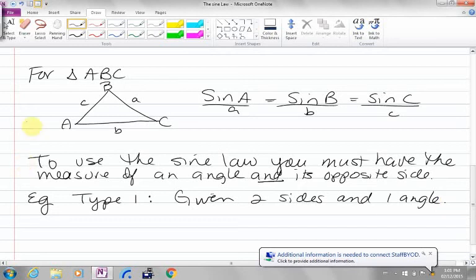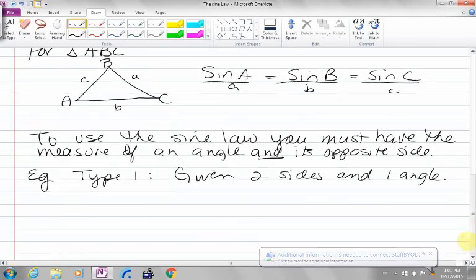So here's the first type of question where I give you two sides and one angle. So let's draw that. Now the nice thing about this, now that we're not relying on right triangles, we can do all kinds of triangles, including, anyone know what we call this type of triangle? An obtuse triangle, because it has an obtuse angle.